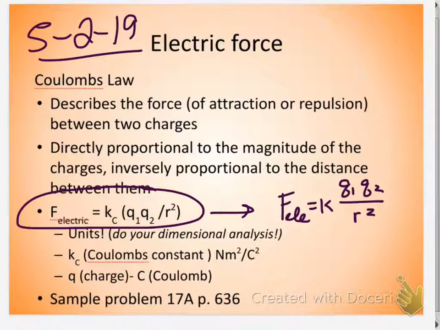I always think of constants as a fudge factor. Gee, as long as I multiply everything by this, it works every time. Okay, well, let's multiply everything by this. We'll call it a constant. Good, that works. If we do dimensional analysis, we can prove that this is in newtons. So Coulomb's constant is newtons meter squared over Coulomb squared.